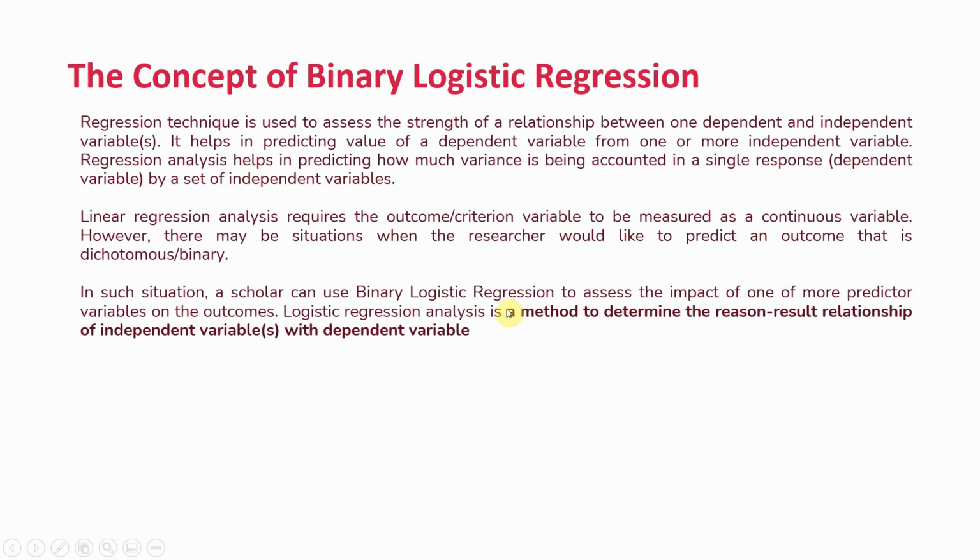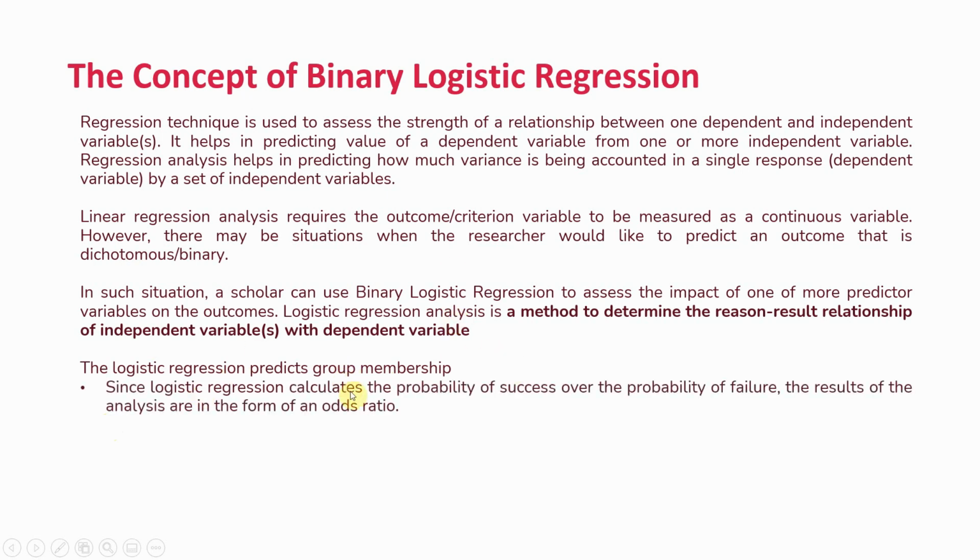Logistic regression analysis is a method to determine the cause and result relationship of independent variables with the dependent variable. So what happens is the logistic regression is actually predicting a group membership, whether based on certain independent variables, a respondent will fall in a certain group.